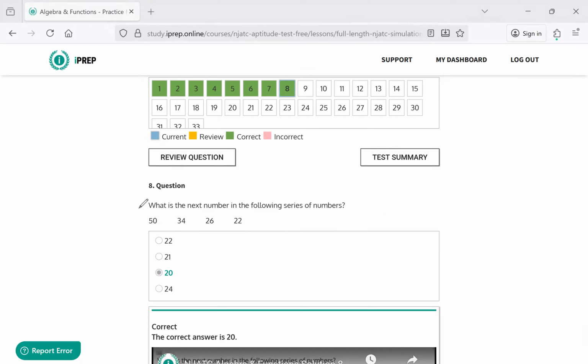Okay, let's do question 8. What is the next number of the following series of numbers? We have 50, 34, 26, 22. So let's see, what did you have to add or subtract from 50 to 34? Oh, same problem. I need to go to the next.